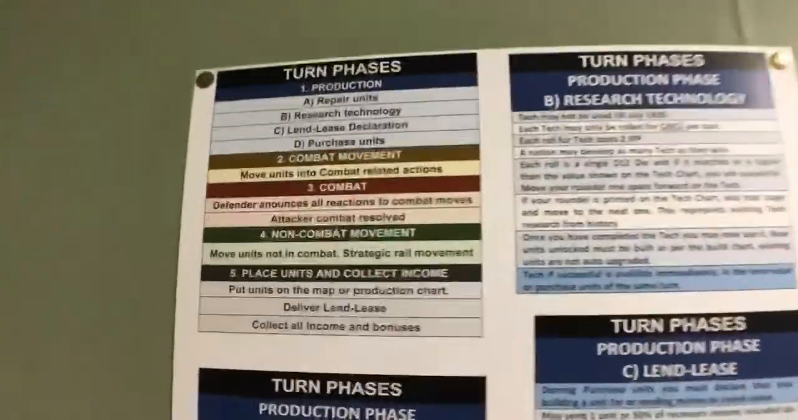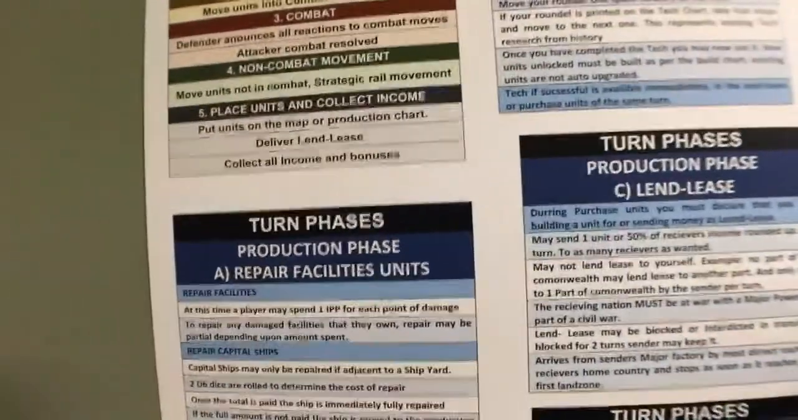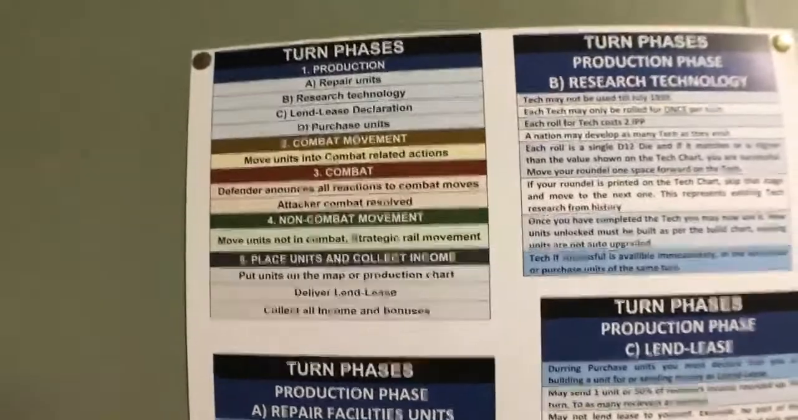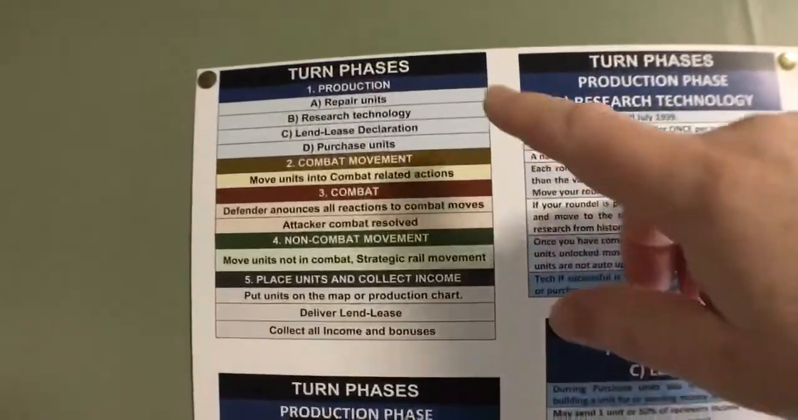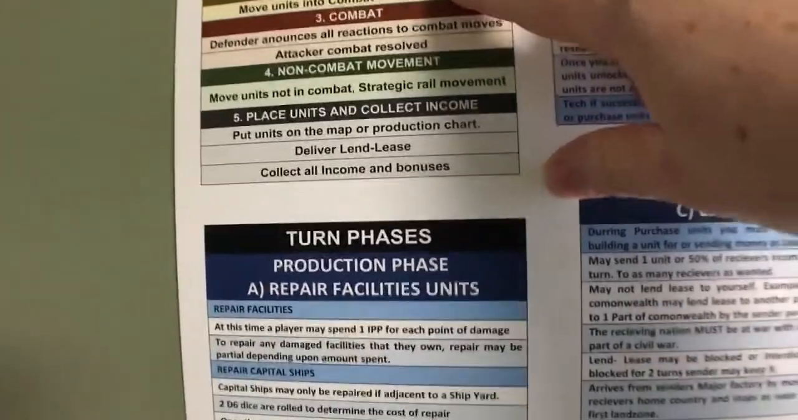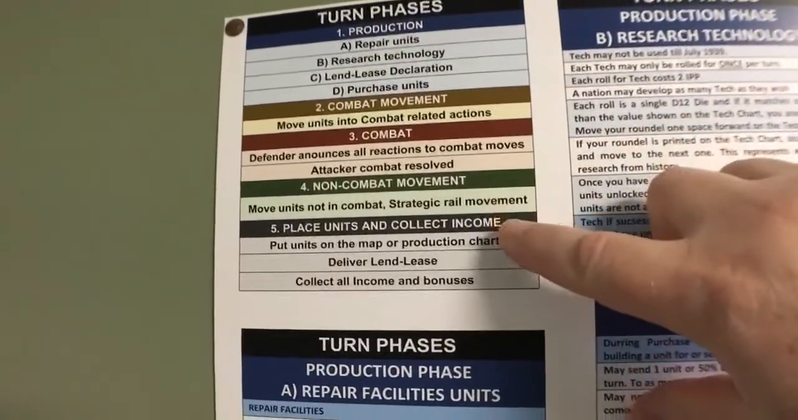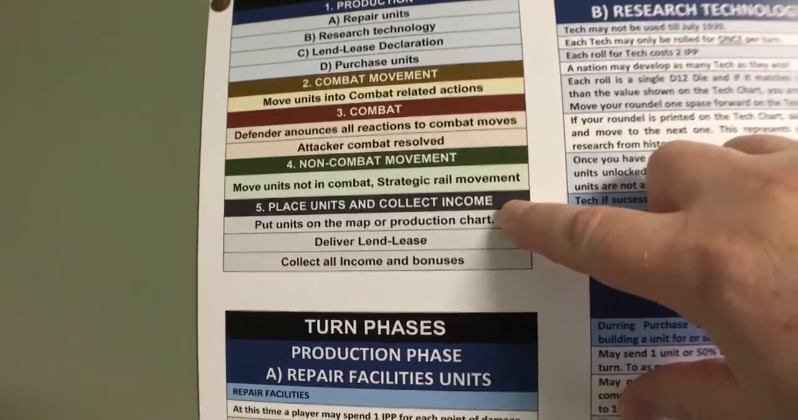The other thing is the turn phases, and that's really what we're going to be looking at here. So this is a document that Rank Carcasses created here. He's created a few of them, but I put this one on the wall because I thought this one would be particularly helpful. So this is what we're going to be looking at, the turn phases. There's production, combat movement, combat, non-combat movement, and then the place units and collect income phase.